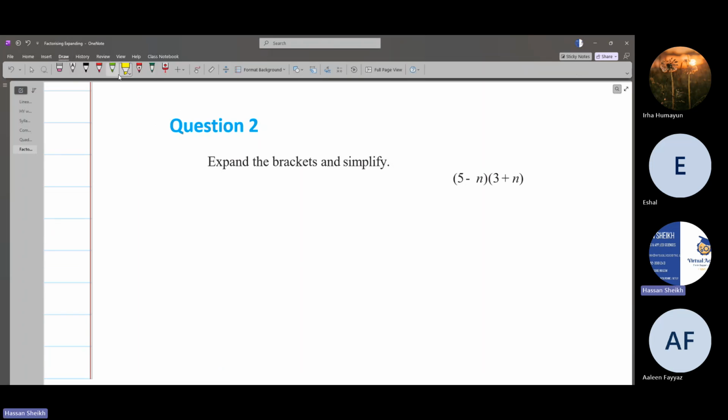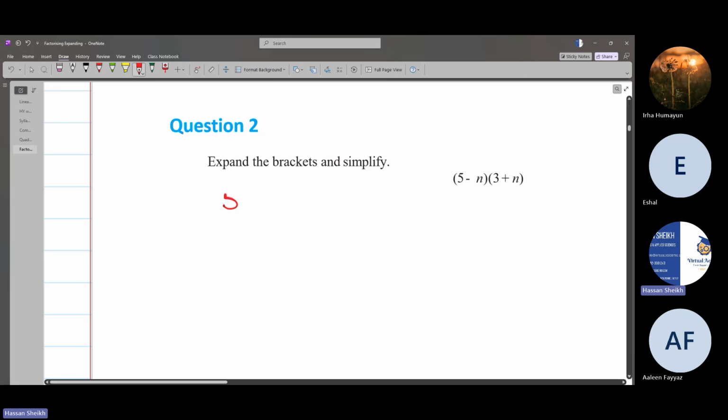Aline, could you please help me out expanding these brackets? Do you know how we expand the brackets?